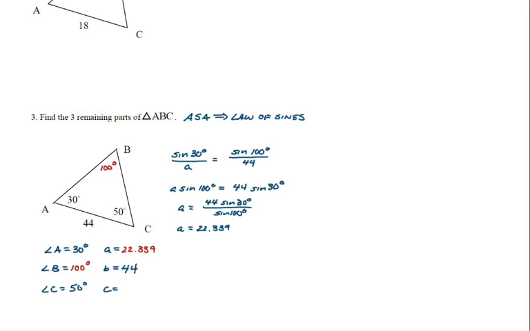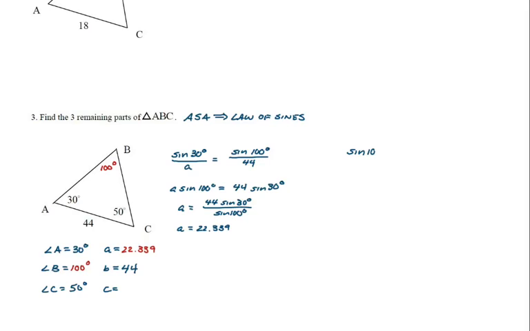And here, just pause for a second. Because this is a non-right triangle, you cannot use the Pythagorean theorem to find the third side. Just know that that only works in right triangles. So to find that third side, I would need to do a law of sines again.